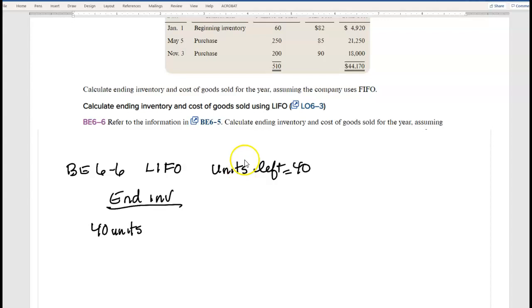Now let's look at this. Last in, first out. So the last ones that came in were the first ones that went out. So which ones are left? The first ones that came in. So in this case, we have 40 left at $82. And that would be $4,920.